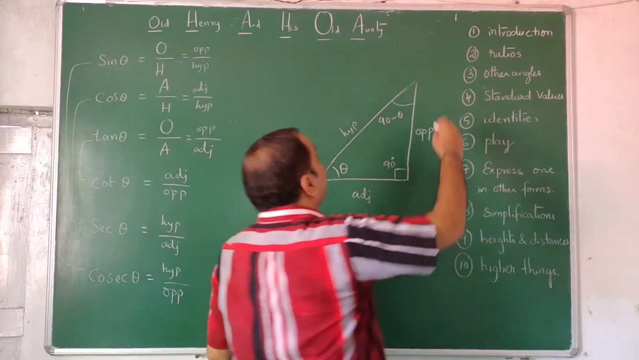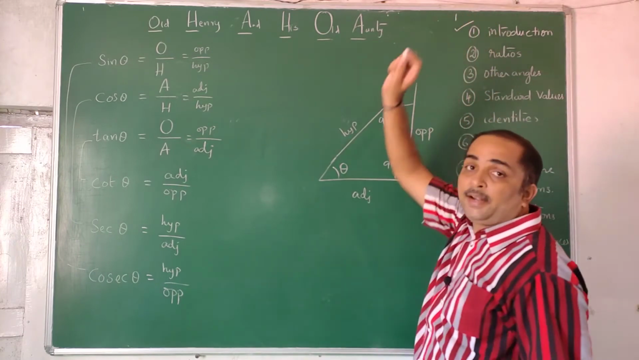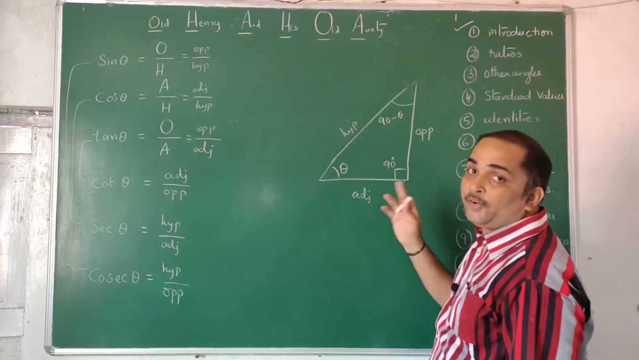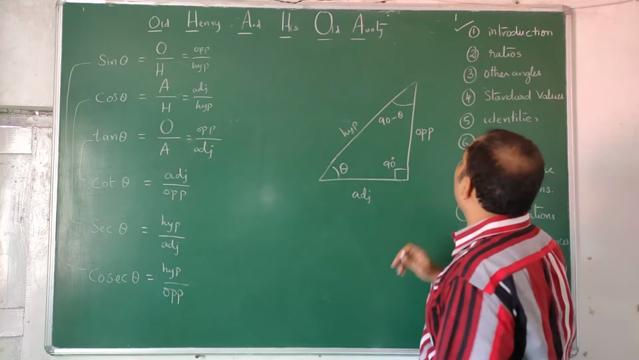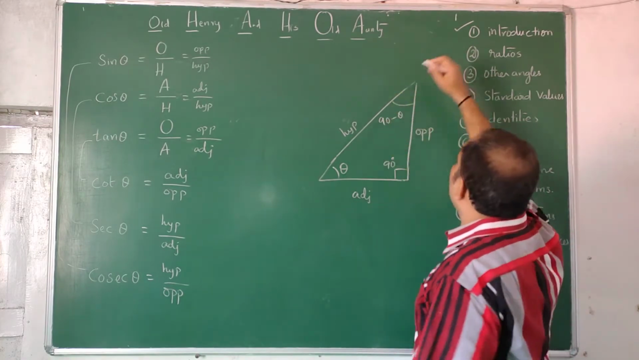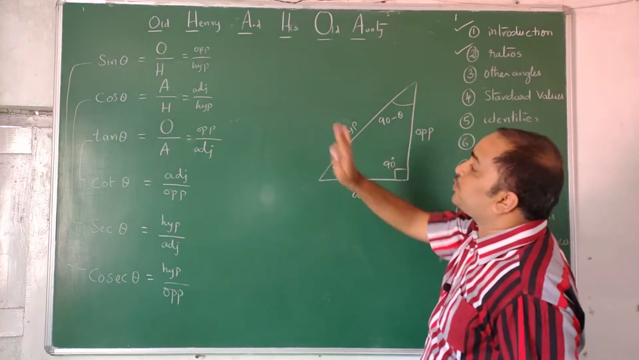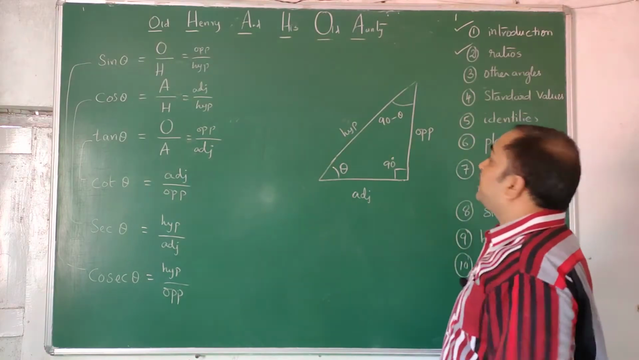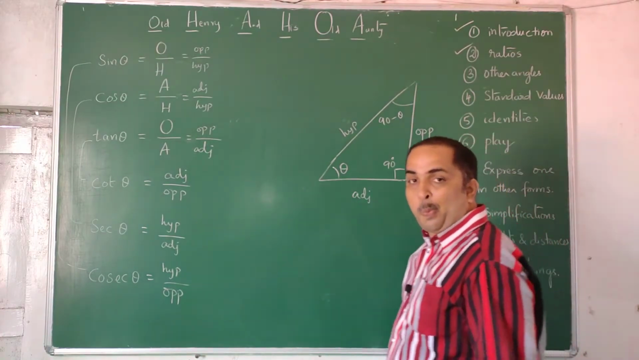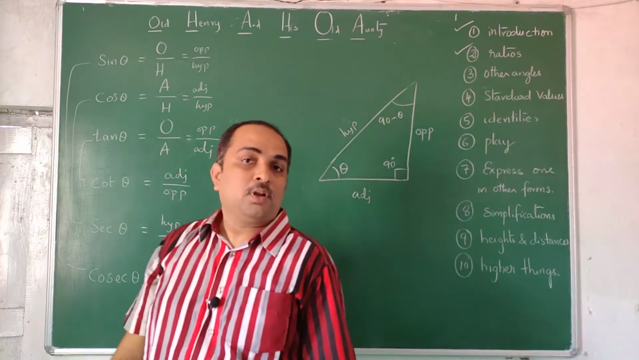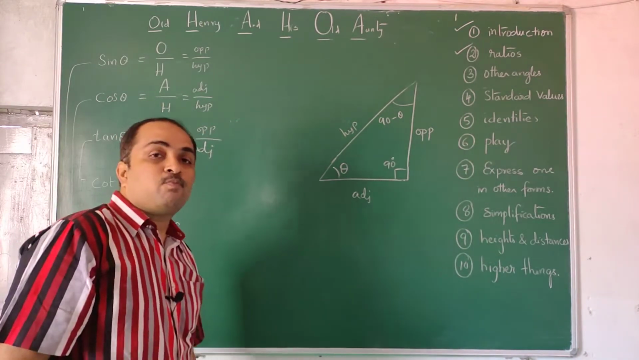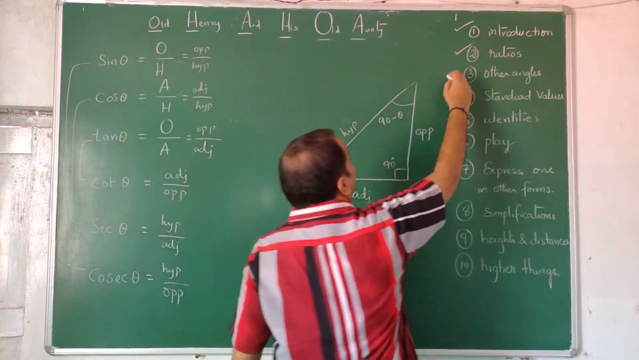So first part, introduction. Any triangle can be broken into right angle triangles, and in trigonometry it should always be introduced with a right angle triangle. Later it will be extended. Next we talk about ratios. In the ratios, there are the 6 ratios. Next, third point is other angles.